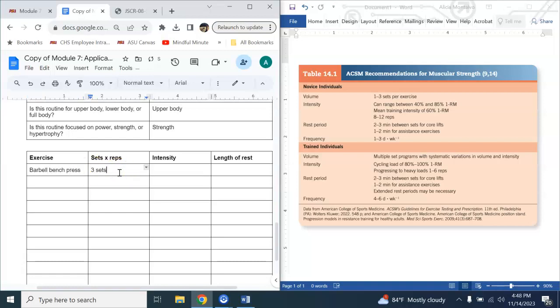Let's do 3 sets of, let's see, I can do progressive to heavy loads, 1 to 6 reps. Let's say 6 reps. 3 sets of 6.